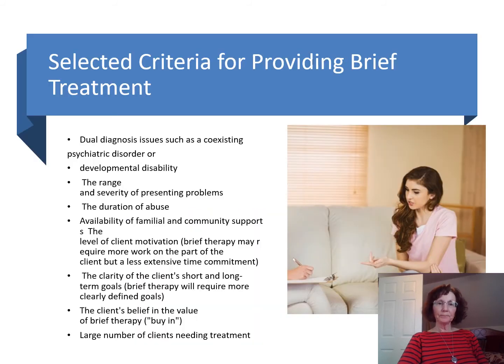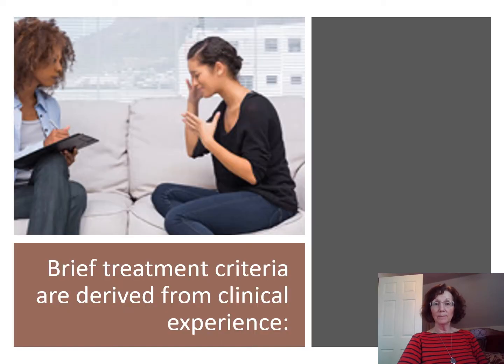Brief treatment. The selected criteria for brief treatment are dual diagnosis issues with coexisting psychiatric disorders, developmental disabilities, the range and severity of presenting problems, the duration of abuse, availability of family and community supports, the level of client motivation, the clarity of a client's short and long-term goals, the client's belief in the value of brief therapy, and the determination of the number of clients needing treatment at any given time. Brief treatment criteria are derived from clinical experience.